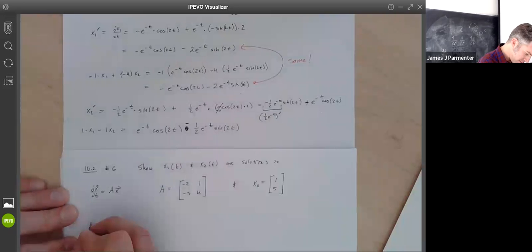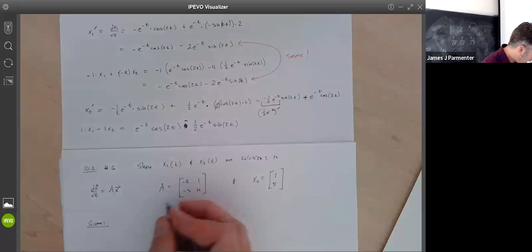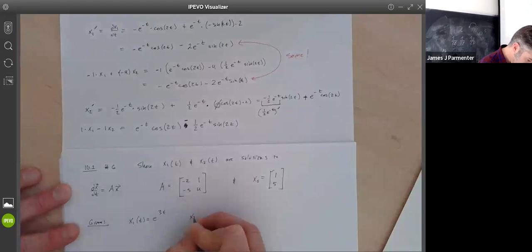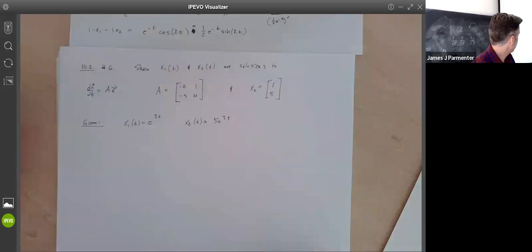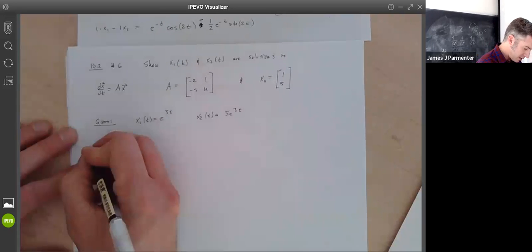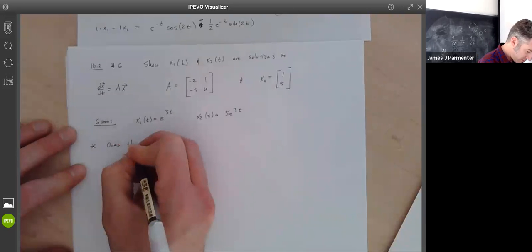We're given the solutions are supposed to be, let's make sure I get the right ones this time, x1 of t equal to e to the 3t, and x2 of t equal to 5e to the 3t. So the only thing additional that we have to do is actually really, really not terrible. So first, does this satisfy the initial condition?